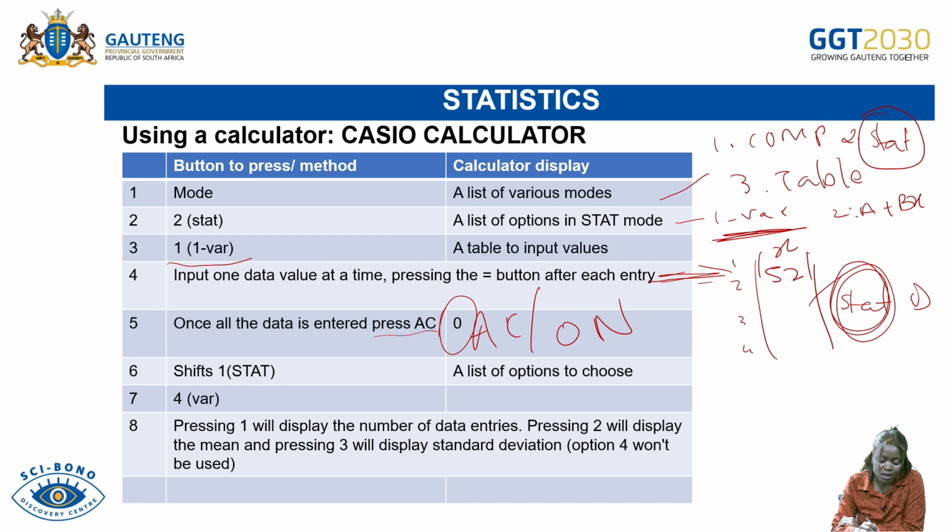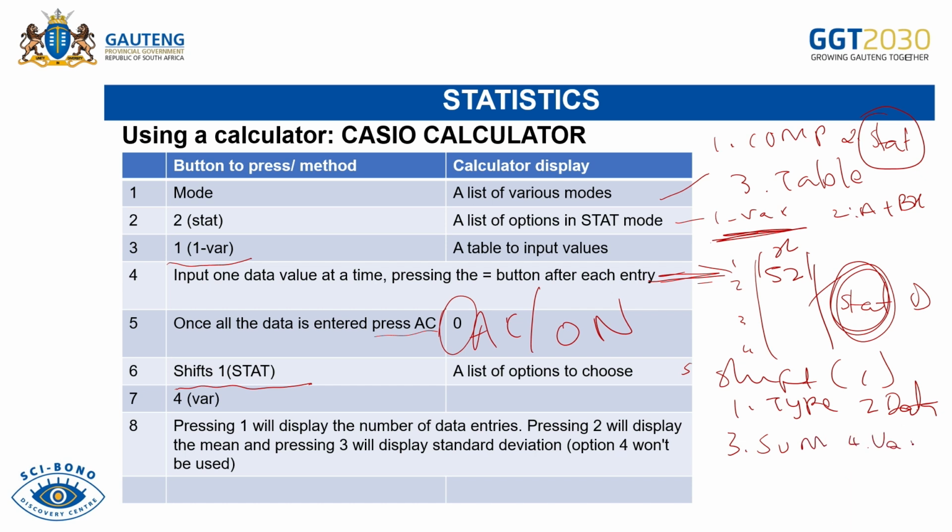So you will press shift. If you press shift, there will be a smaller S there on top, and then you press 1. So you press shift, then you press 1. Then you'll see number 1, it's type. Number 2, it's gonna be data. And then number 3, it's gonna be sum. And then number 4, it's going to be var. And then number 5 is gonna be min and max. So if you are looking for your minimum and your maximum value, you'll go to number 5.